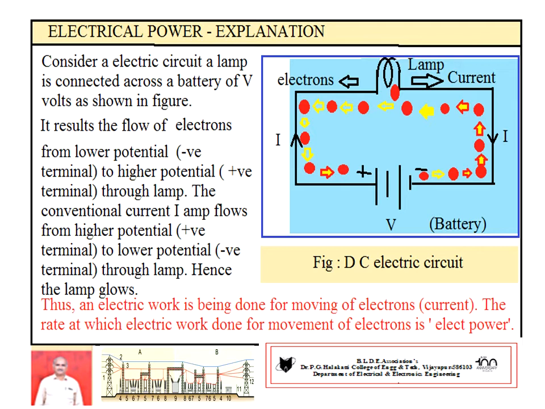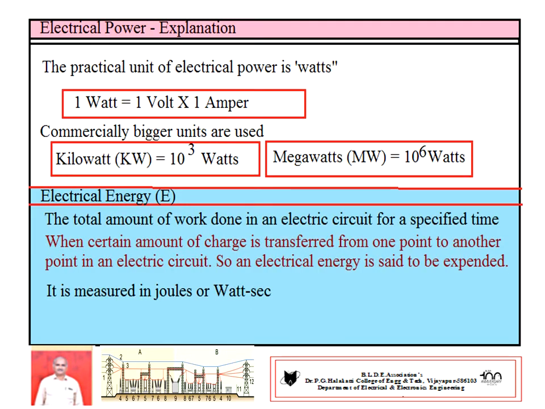Hence, there is an existence of electrical power when some electrical work is being done for moving electrons or for moving current. When the current is moving, there is a flow of electrons, and some energy or some electrical power is expended to cause the flow of electrons. The practical unit of electrical power is watts. It is expressed in watts. So 1 watt equals 1 volt into 1 ampere.